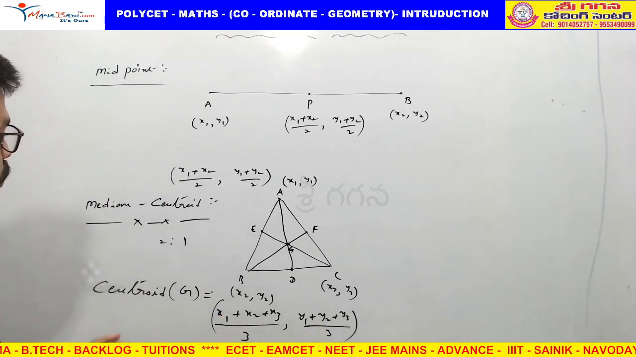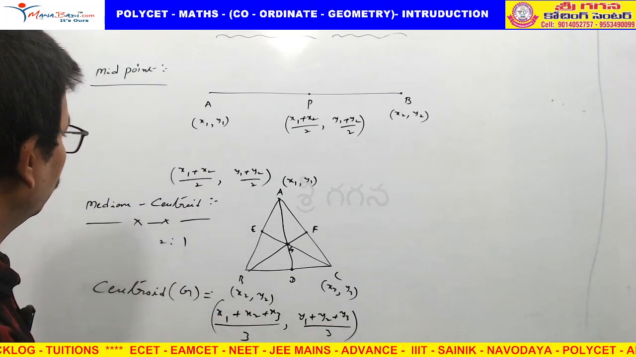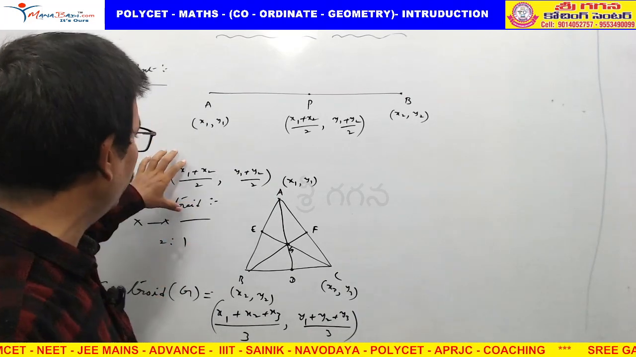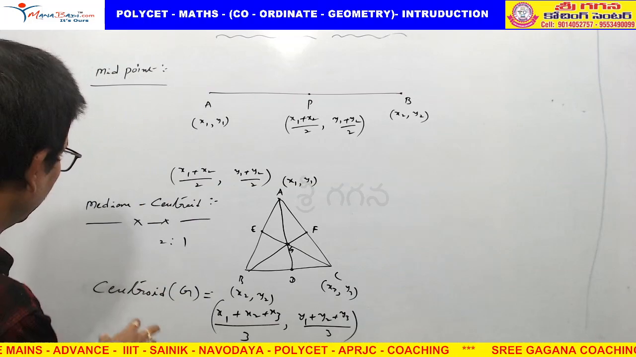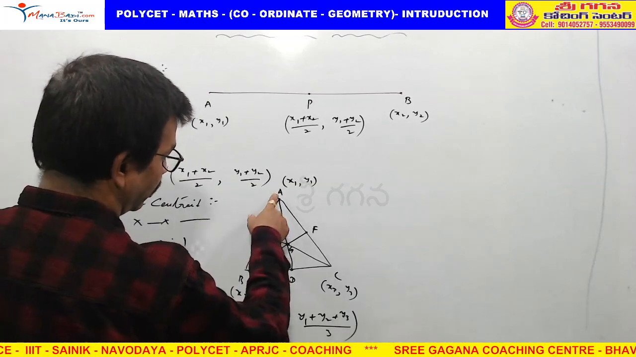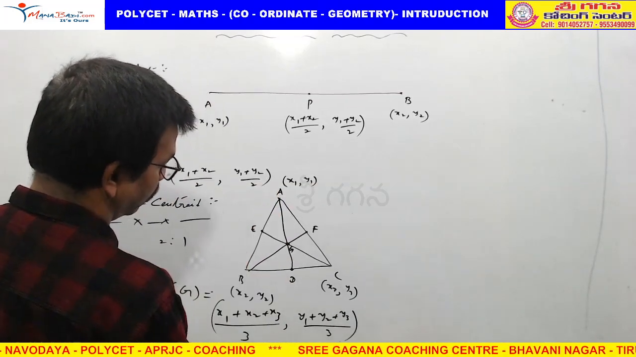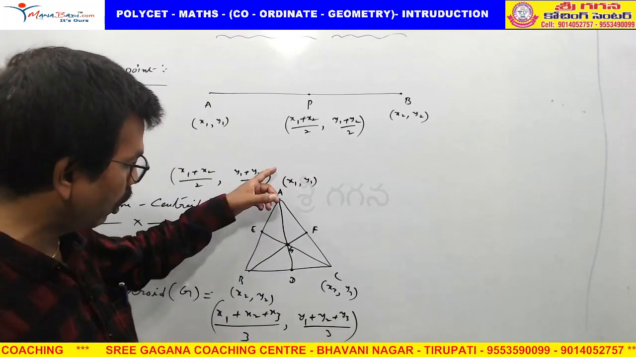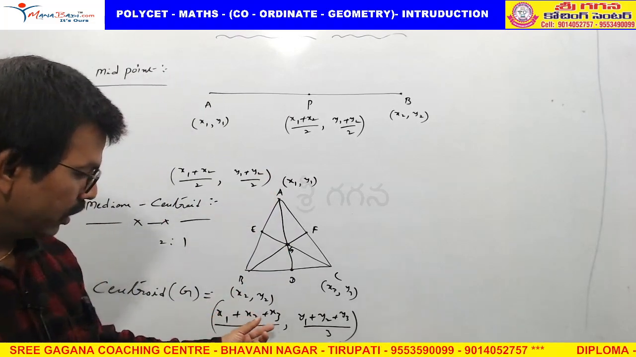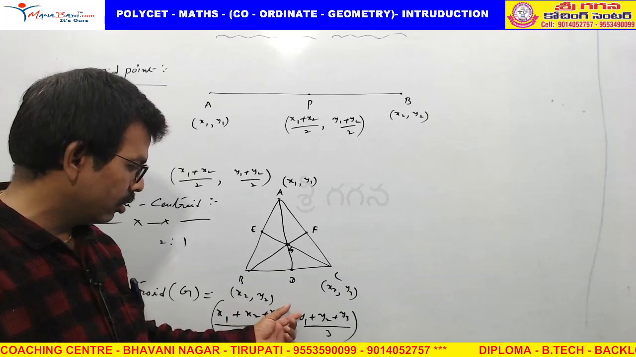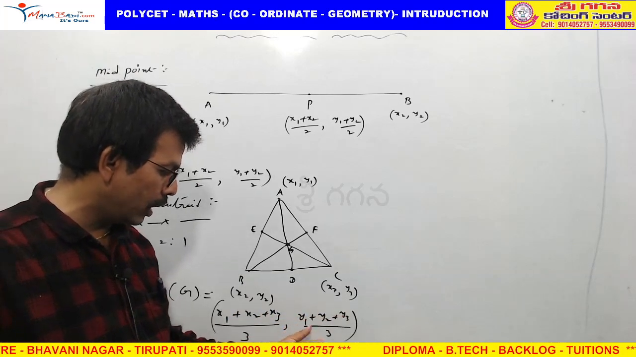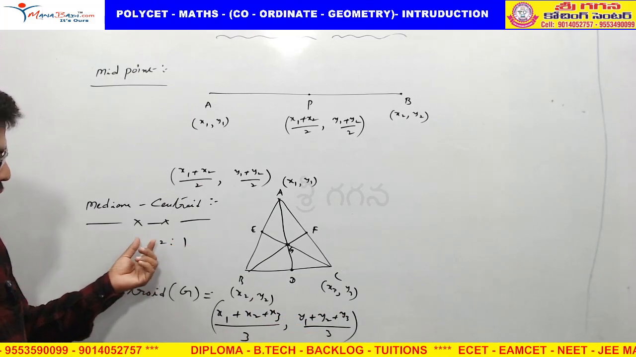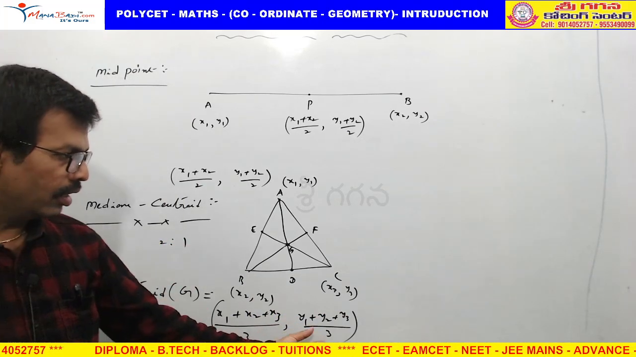But the difference from the midpoint: see, for the midpoint, if you take 2 points, you have to apply that formula. If you take the median and centroid, these lines are called medians, and this intersecting point is called the centroid. For the centroid, if we take 3 points, x1 plus x2 plus x3 by 3, and y1 plus y2 plus y3 by 3. Why are you taking 3 here? We are taking the ratio 2:1. 2 plus 1 means 3. Here also 3 will come.